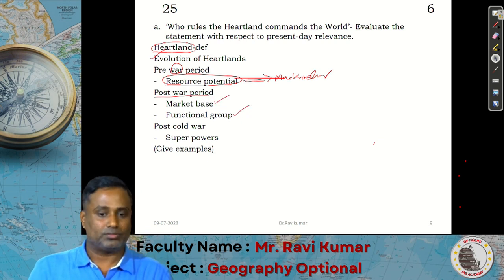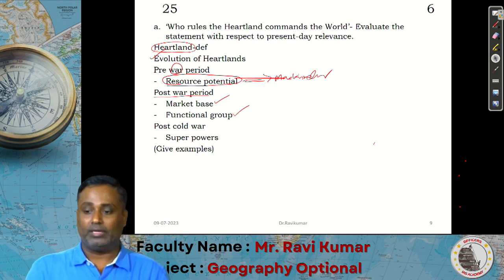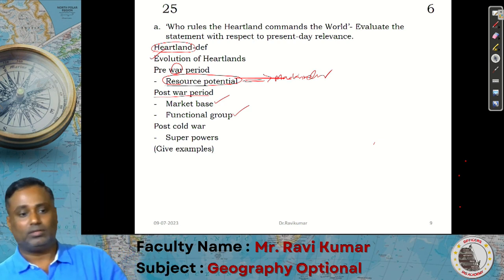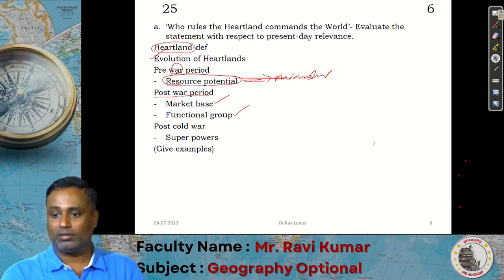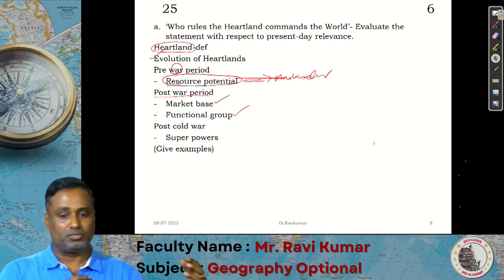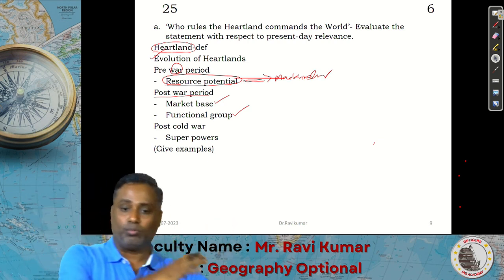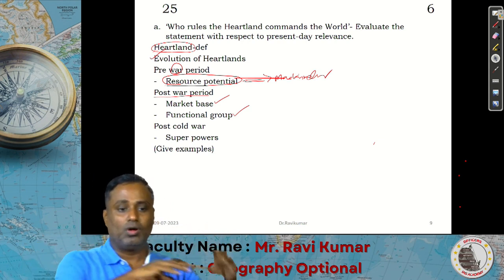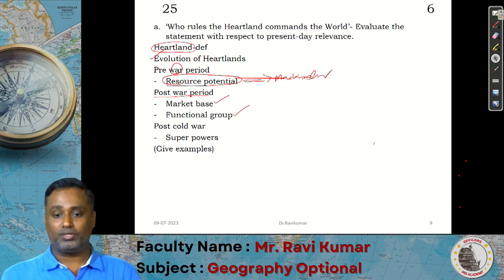What is market based? After the industrial revolution, now they need a market to sell it. Wherever the high amount of population, those countries are treated as heartlands. If you have good relationship with them, then we can go and we can sell the product. So the countries are coming towards the particular country. So all the countries are having a high population.